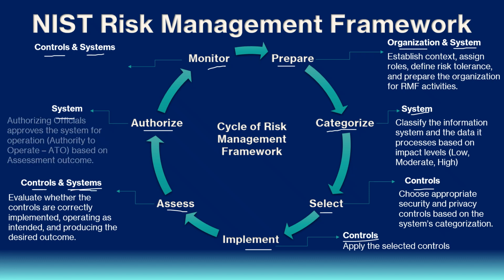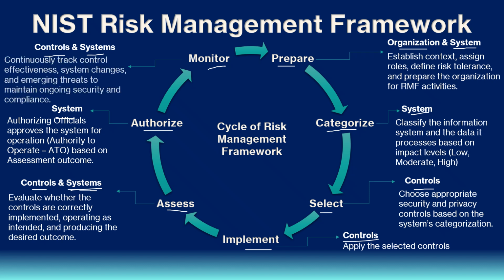Next comes authorize. So once the system assessment is done, management reviews the report and gives the green light. This is called authorization to operate. It means the system's controls are working, risks are managed, and the business needs can safely move forward. Simple but critical for secure operations.